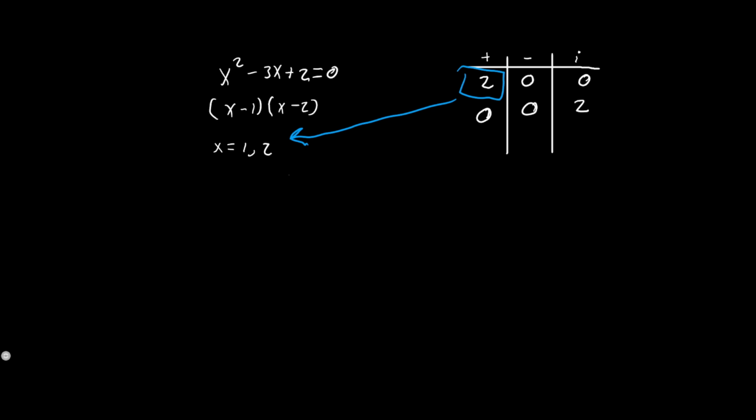So let's go ahead and look at a cubic now and see how it acts. So here we have x cubed minus 6x minus 9 is equal to 0. Let's go ahead and make the table on the right. Here we're going to have positive again, negative, and the complex solutions.